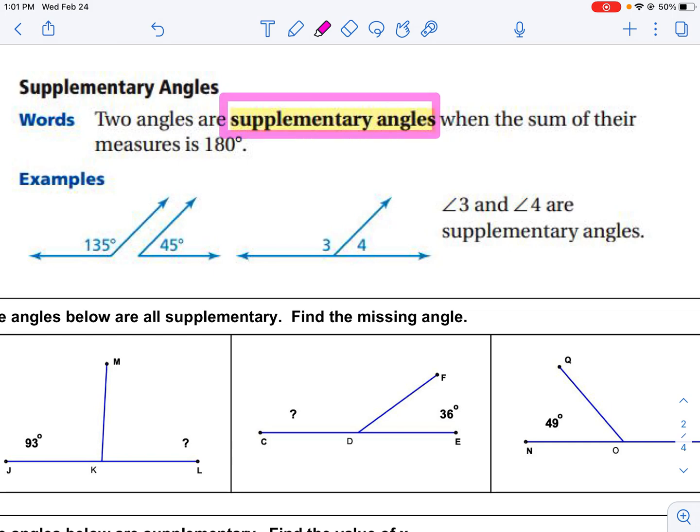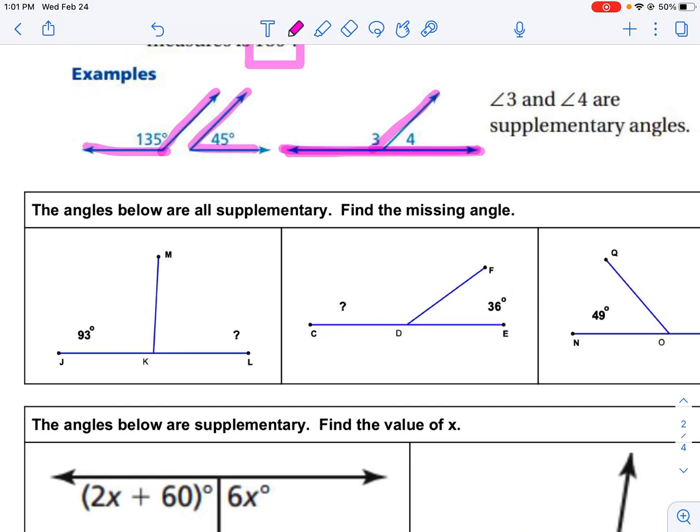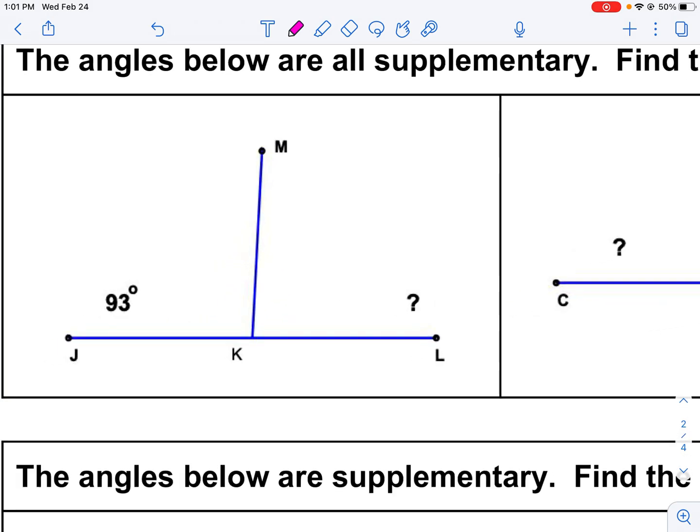Supplementary angles are different because they form straight lines and are equal to 180 degrees. So you can see here that when we have them apart and we put them together, they share one side along with a 180-degree line or straight line on the bottom. So let's go through some kind of easier examples.